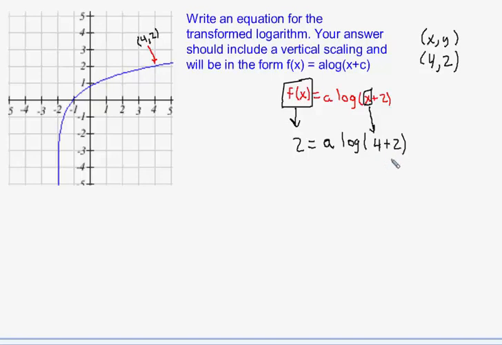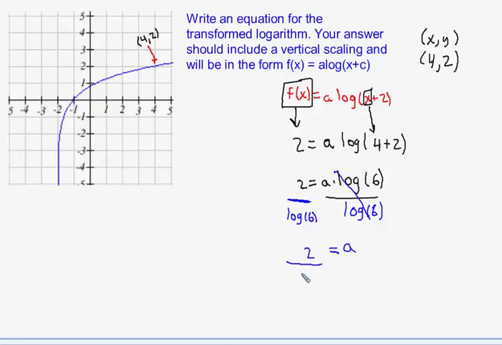Since 4 plus 2 is 6, we can solve for a by noticing that the log of 6 is being multiplied by a. So I need to divide both sides by log of 6. And the log of 6 divided by the log of 6 is 1. And 1 times a is just a, so some people say that cancels. So I'm left with a being the number 2 divided by the log of 6.